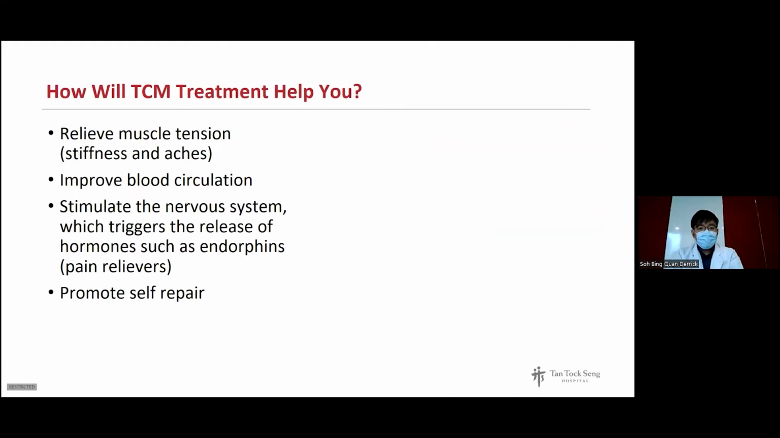Okay, how does this treatment help you? So number one, it helps to relieve muscle tension. This is the main one. Once it relieves muscle tension, it will improve the blood circulation and stimulate the nervous system, trigger the pain reliever hormones, and also promote self-healing, and it will in all help to reduce the pain.